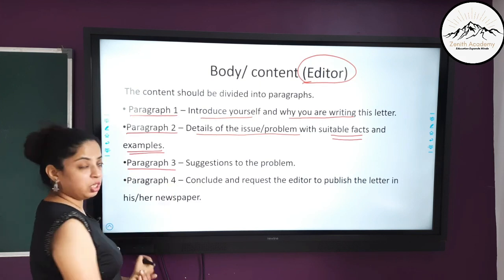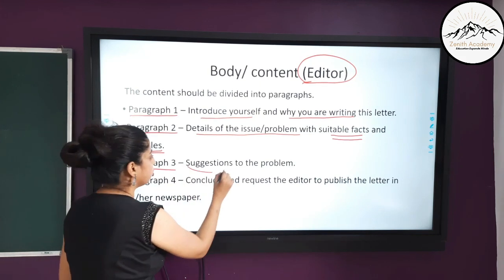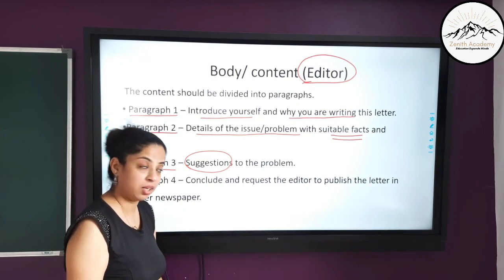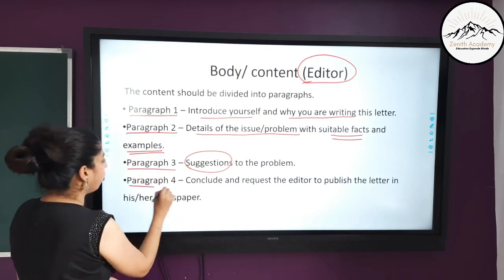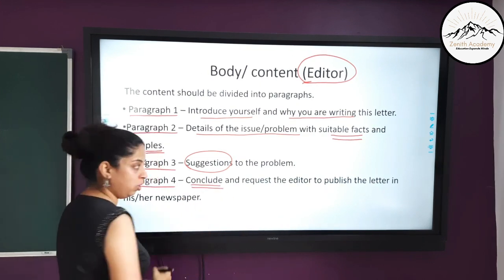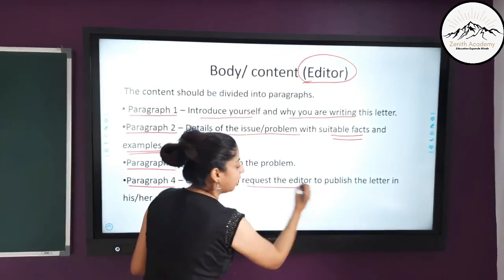Paragraph 3 should contain suggestions. So you should give some suggestions as to what action you want them to take. Then paragraph 4 should contain conclusions. So you should conclude and then request the editor.